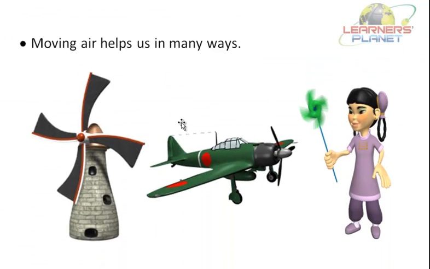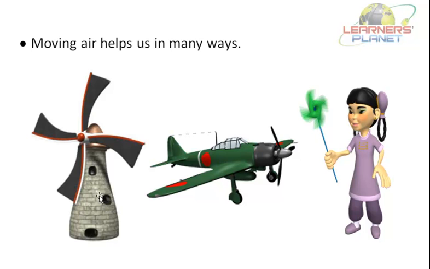So basically, moving air helps us in many ways. Like here you can see the beautiful picture of a windmill, an aeroplane and a cute girl holding a pinwheel, which is made out of paper. So wind helps this paper boat, aeroplane, pinwheel and windmill move. Can it also help big ships, sailboats and hot air balloons move? Amazingly, it can. So there are many things that move with the help of wind.